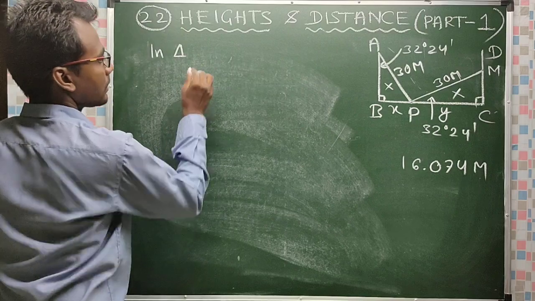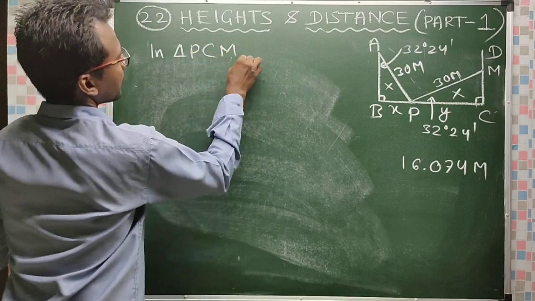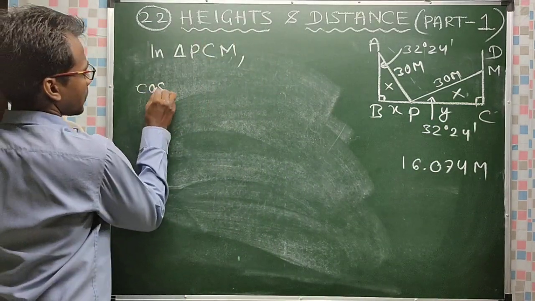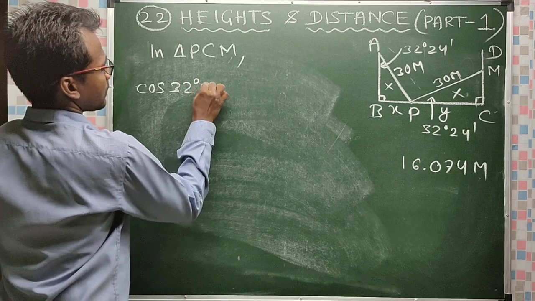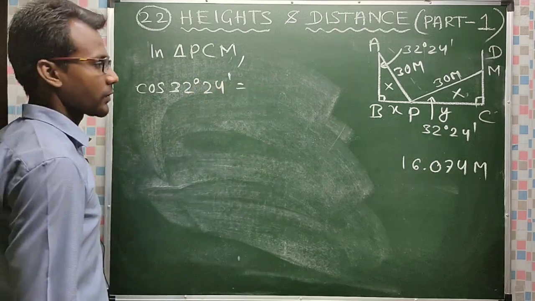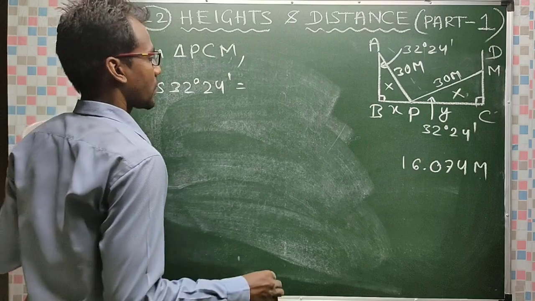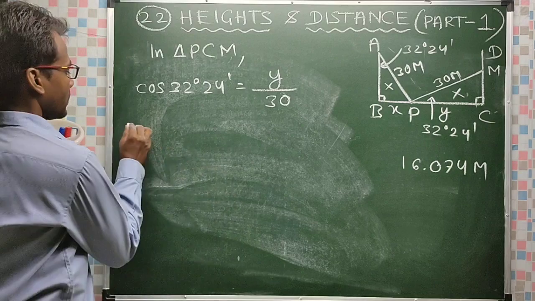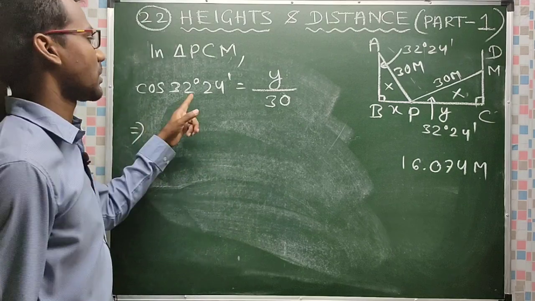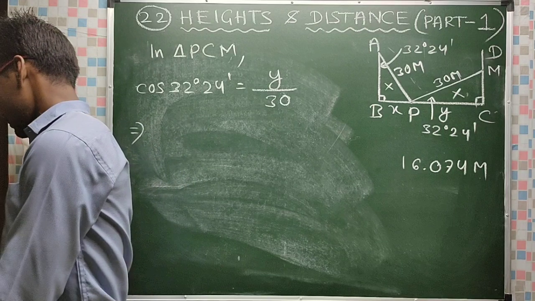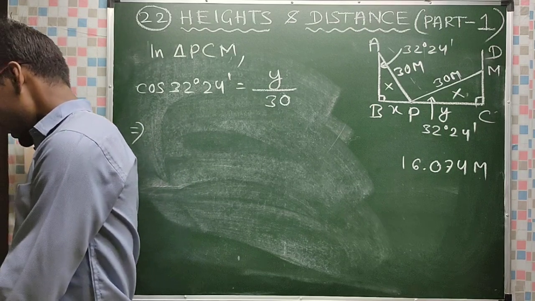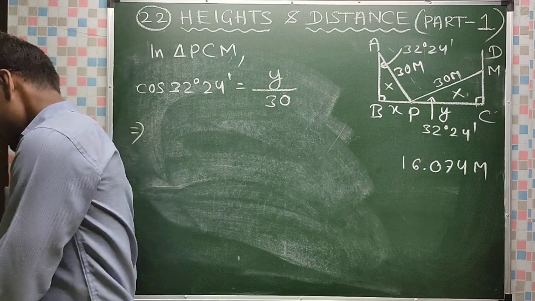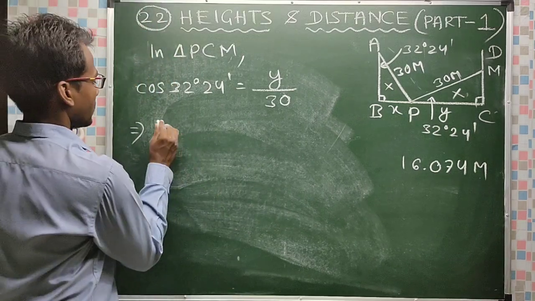In triangle PCM, look at the triangle PCM, this triangle. In triangle PCM, cos 32 degree 24 minutes is equal to base by hypotenuse. Base is Y, hypotenuse is 30. Okay. Now let us find the value of cos 32 degree 24 minutes from the table. 0.8443.